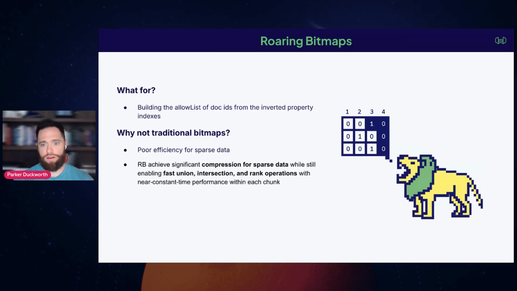Speaking of property filtering, our property filtering relies on inverted indexes. And our inverted indexes are used to build the allow list of doc IDs that the vector and keyword search uses to immediately discard any documents which are not relevant to the search. Now, we also saw that our property indexes were not scaling as efficiently. We took an initial look at traditional bitmaps as a way to solve this, but unfortunately with bitmaps, you see that over time with evolving data, bitmaps become sparse, and there's very poor efficiency for sparse data with traditional bitmaps.